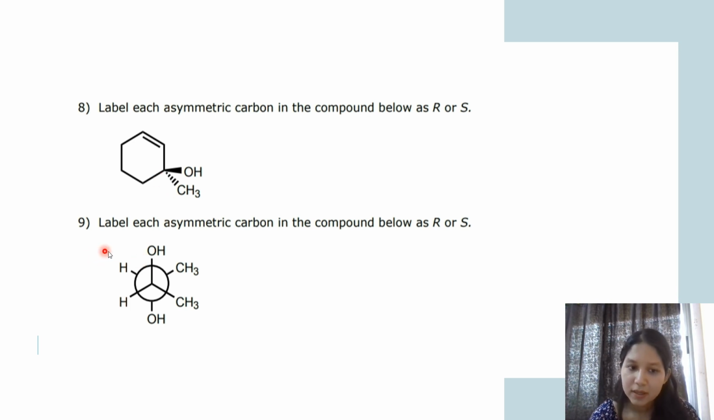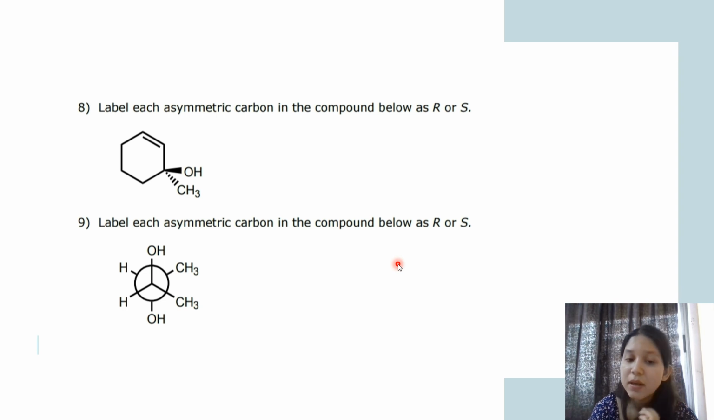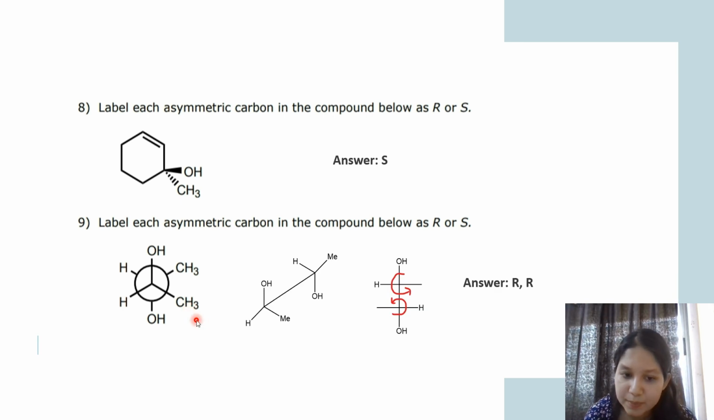In question 9, label each asymmetric carbon in the compound below as R or S. We have to first identify how many asymmetric carbon atoms this molecule has, and then we will assign the configurations to the asymmetric carbons. But since in this Newman projection it is a little difficult to visualize, you can simply convert it first to a Sawhorse projection and then convert it to a Fischer projection, just like we did in the earlier example.